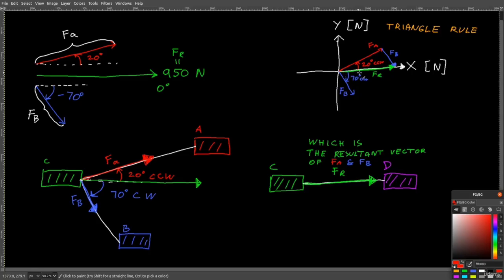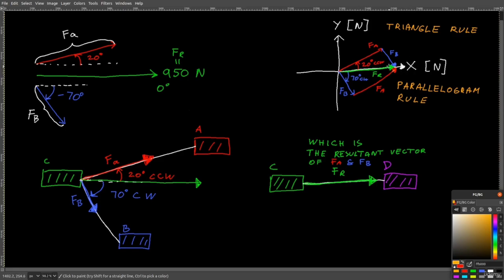Note that you will get the exact same Fr if instead of shifting this blue vector here, you take this red vector and you shift it here. So the tail of Fa touches the head of Fb, and then Fr goes from the origin till the head of Fa. And if you do both, if you take this blue vector and you shift it here, and you take this red vector and you shift it here, then even though you get the same resultant vector, this kind of method has a different name. It's called a parallelogram rule.